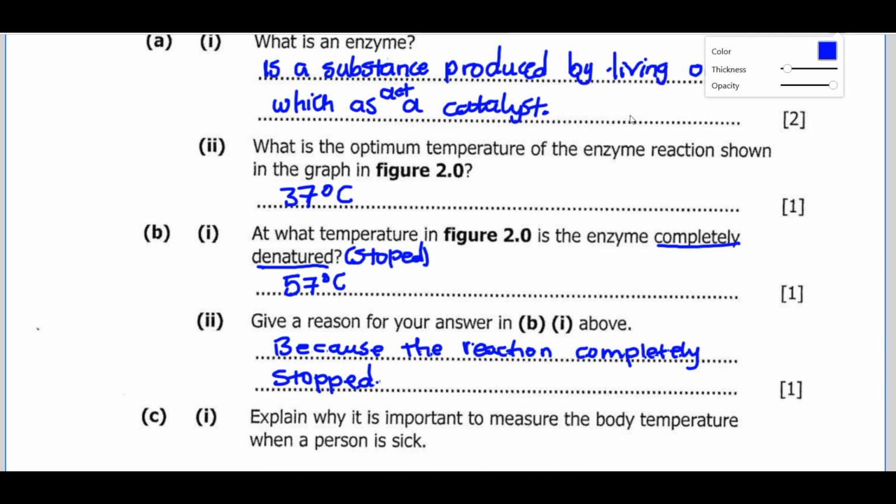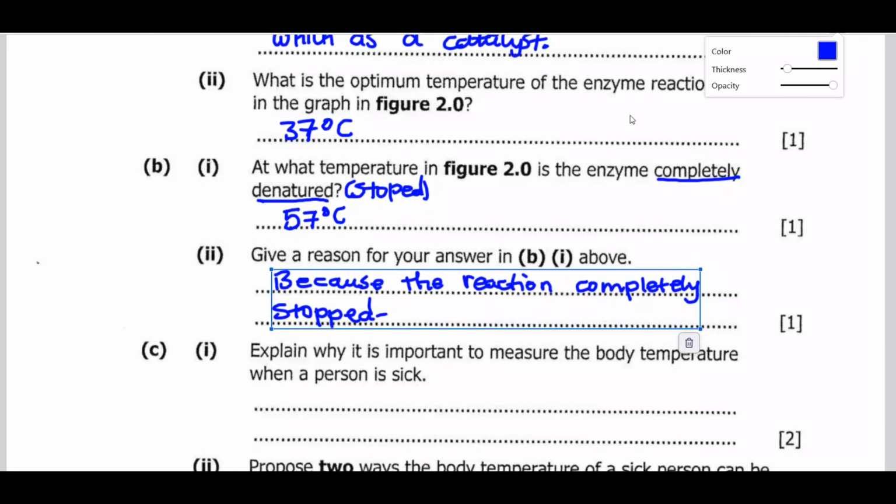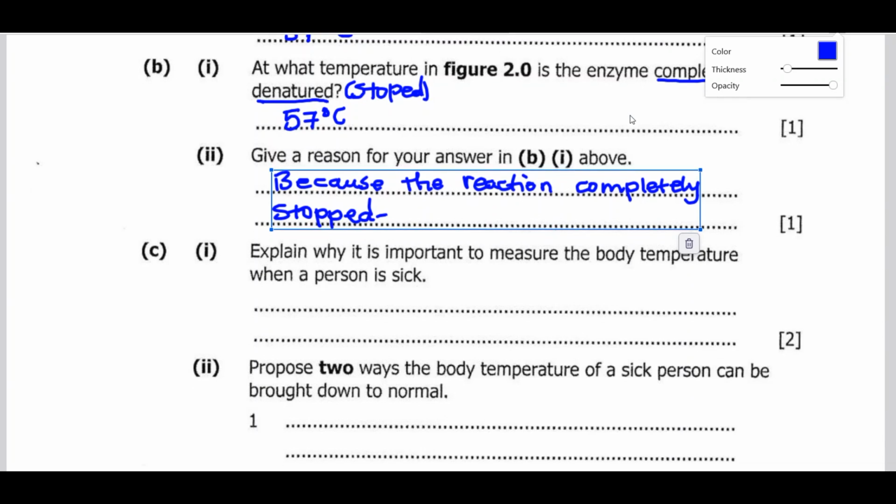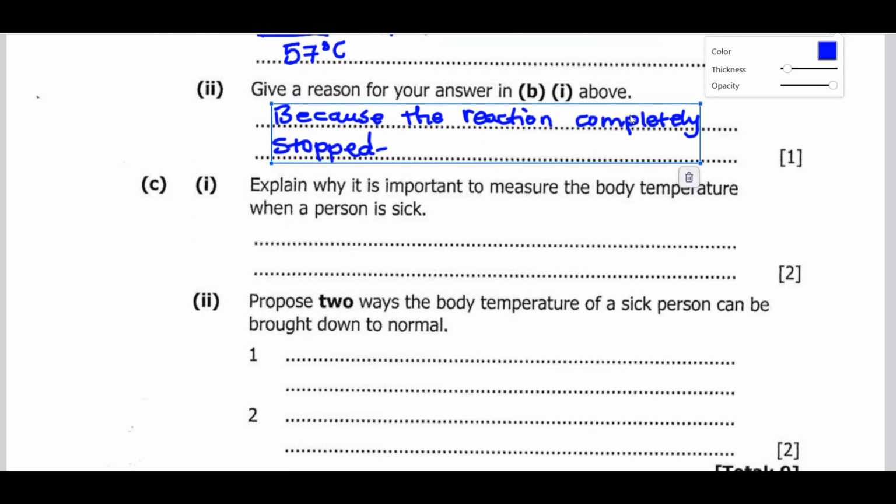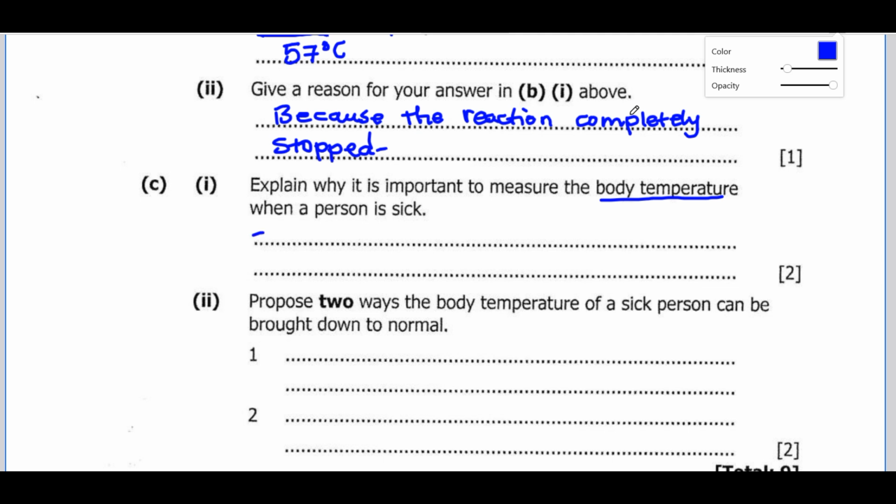Right, so we move on to question C. So C1, explain why it is important to measure the body temperature when a person is sick. So when we take a sick person to the clinic or hospital, why do they measure body temperature? So here we don't need answers like to see if the person is sick. That's not the answer. That's not biologically correct. What we need is why is that important.